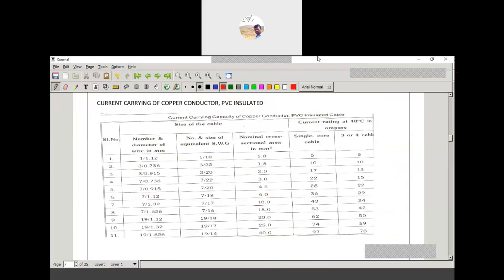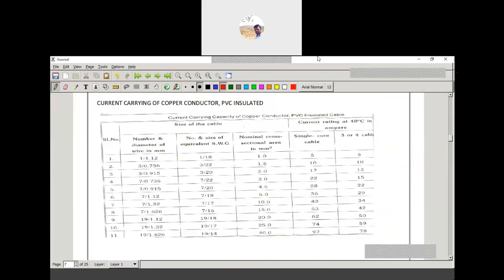So, cable specification based upon the type of conductor: number of holes, voltage rating, type of insulation, current carrying capacity. So these are the current carrying capacity. For copper conductors, if you want to purchase any wire, we have to ask for this. So, number and diameter.